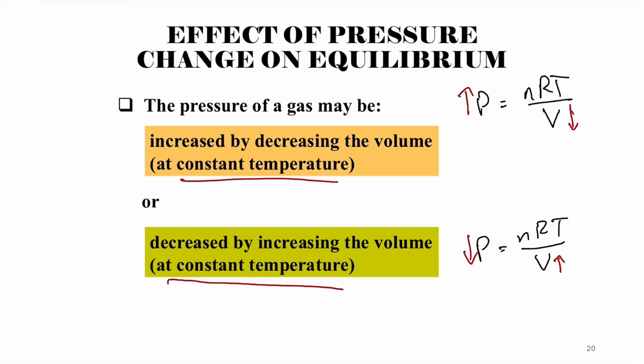Right? And the reason that we're thinking about it in terms of volume is because this change in pressure is related to the change in volume. And if the number of moles is involved here, this is like the concentration, right? N over V is like the concentration times RT.